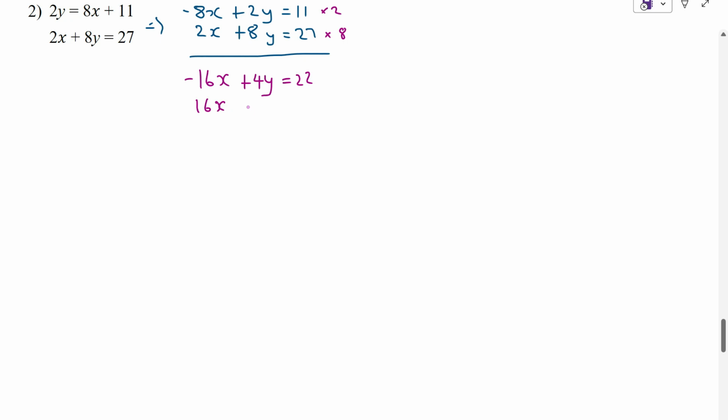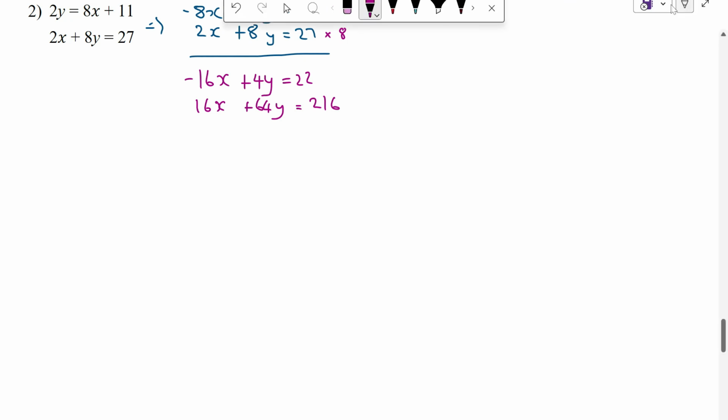Bottom, 16x plus 64y equals 8 times 27, which is 216. Okay, so now we need to cancel these x's out. So minus 16 plus 16 will give us 0. So let's go ahead and do that.